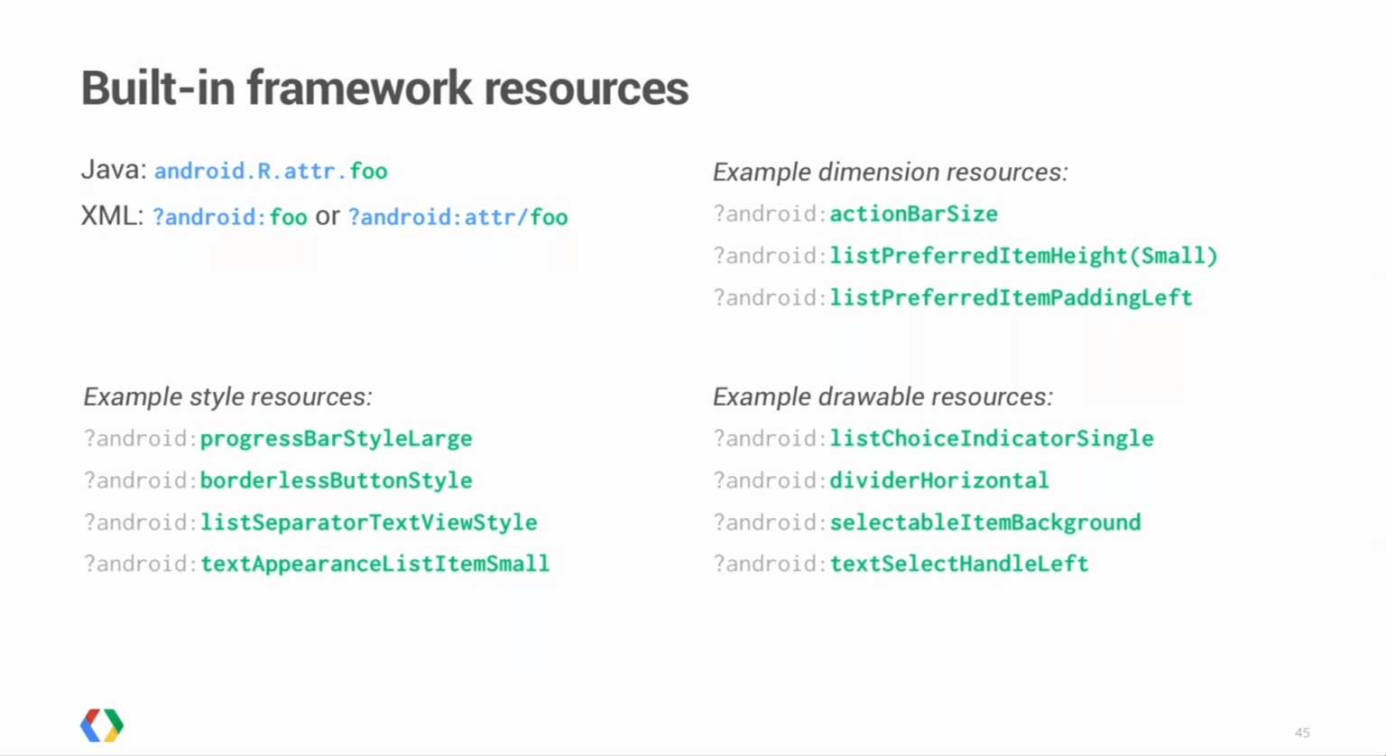And then if you want to use drawables, for example, we have built-in drawables in all the themes. So you can use the list choice indicator single drawable as, for example, the drawableTop attribute in a text view or drawableLeft or such. So really, you get a lot of stuff for free. I definitely advise you guys to take a look at the docs for the android.R.attr Java class, I guess. It contains a whole bunch of these that you can use in your apps.